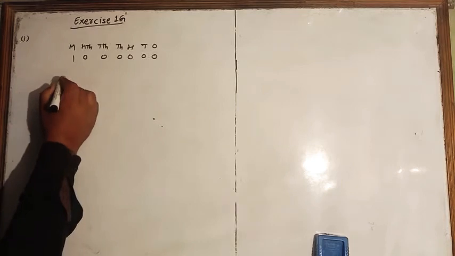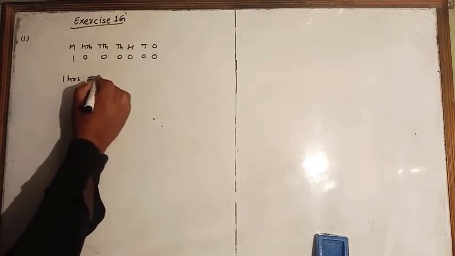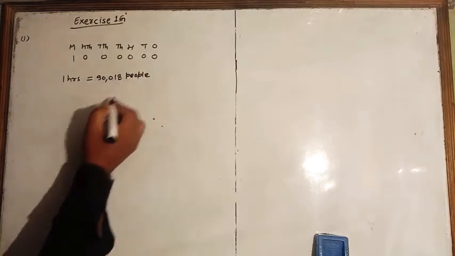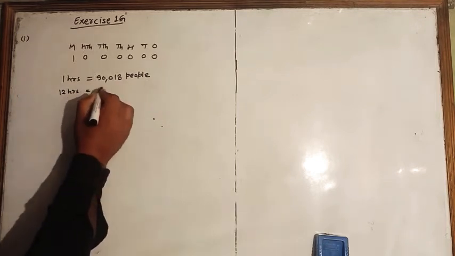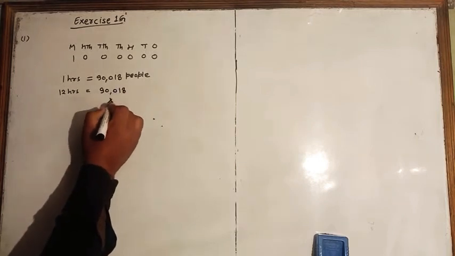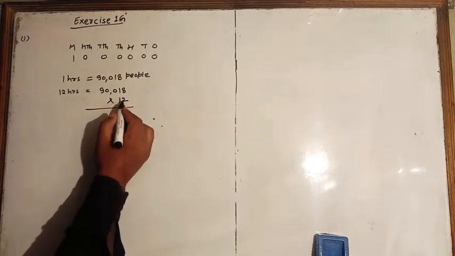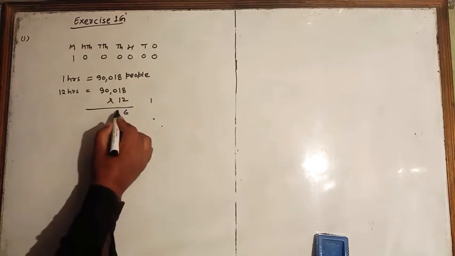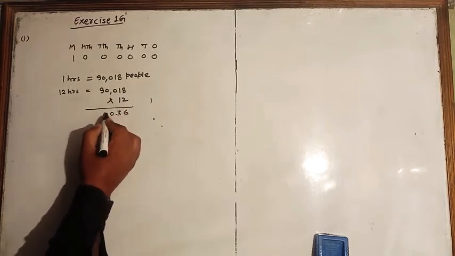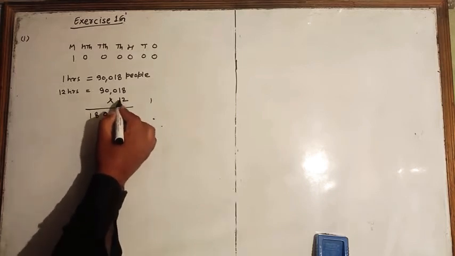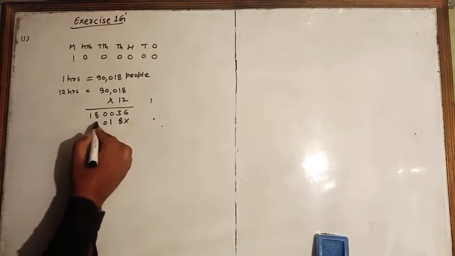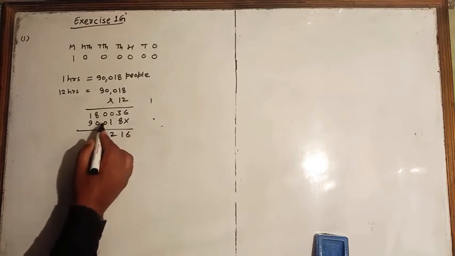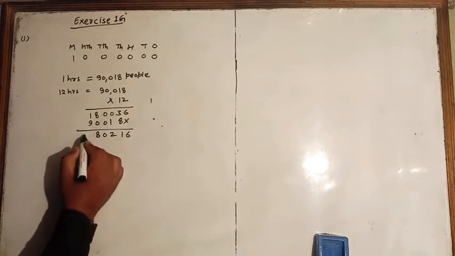Up to 12 hours, each hour, how many people voted? That is 90,018 people. So for 12 hours, how many people will have voted? That will be 90,018 into 12. Now you can multiply it. 2 8s are 16, carry 1, 2 1s are 2 plus 1, 3, 2 into 0 is 0, 2 into 9 is 18. Same way multiply with 1: 1 8 is 8, 1 1 is 1, 1 into 0 is 0, 1 9 is 9. So you will write 6, 8, 9, 10, 11, carry 1, 1 plus 1, 2, so it will be 0, 8, 9 plus 1, 10.